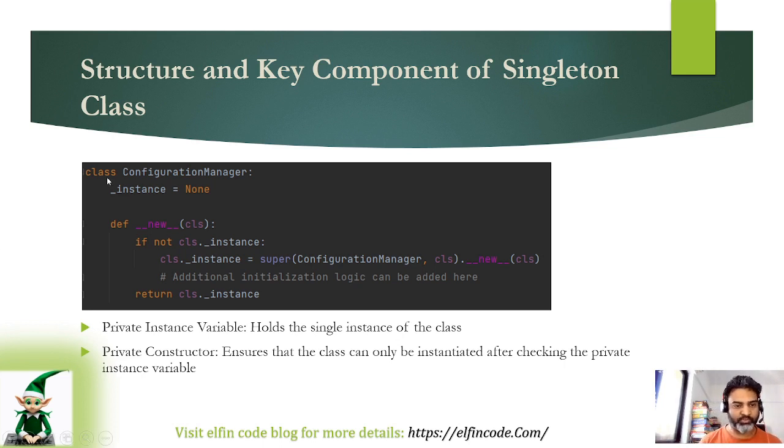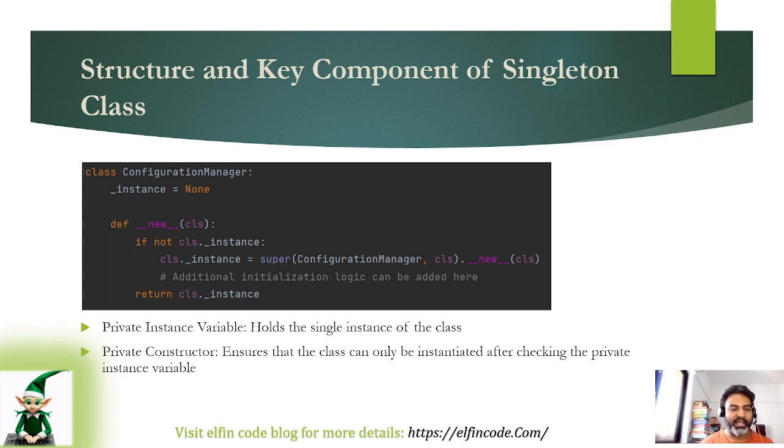Now if you see this small example, it has a private instance variable. If you see, _instance equal to null, that is nothing but a private variable. It is not defined with self.instance, correct? So it is having an underscore _instance equal to null. This is a private variable to this ConfigurationManager class. We use this variable to maintain the reference of the instance which is created for this particular ConfigurationManager class. Okay, this is the first key component.